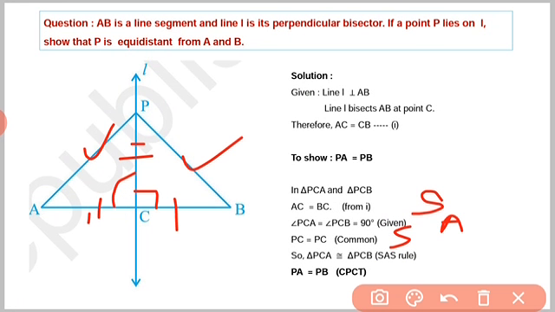So from this, if two triangles are congruent, then their corresponding parts are equal. So AP and PB are the corresponding parts of these two triangles. So that means these two will be equal by CPCT, that is, corresponding parts of congruent triangles.